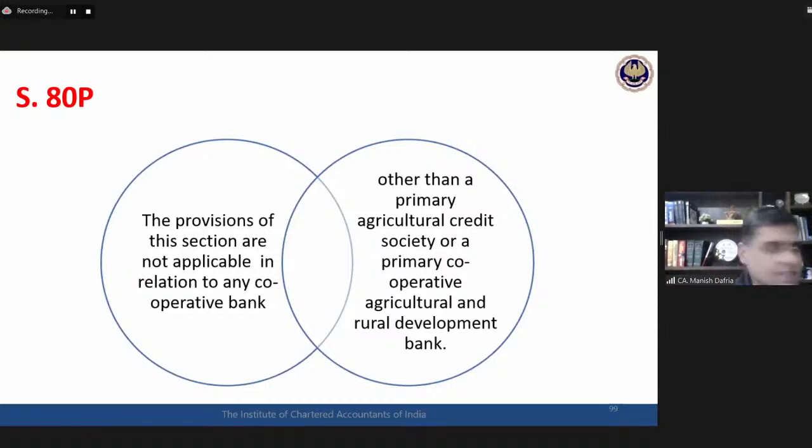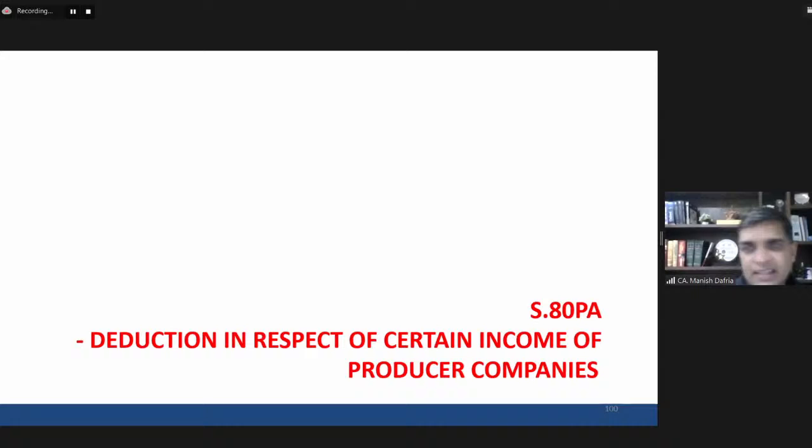Fine. So this is about this section 80P, deduction in respect of cooperative societies. Something related to this 80P is the next section, section 80PA, farmers company, producer company. But I think at this point of time, we can take a quick break.